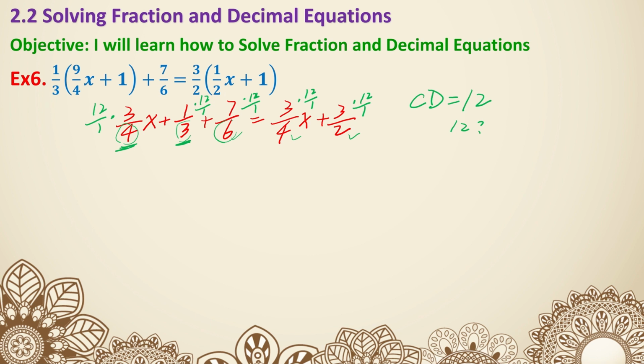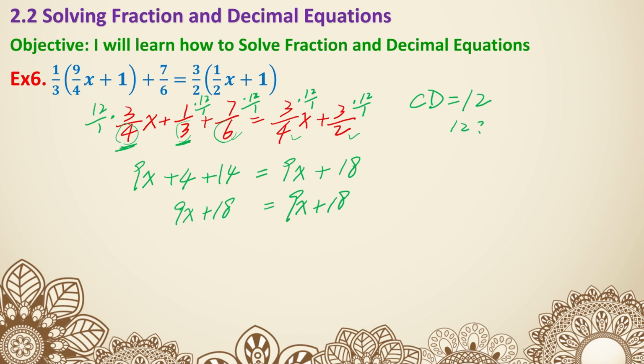So I got 12 over 1 times 3 over 4 is a 9x. And 1 third times 12 over 1 is a 4. 7 over 6 times 12 over 1, that is a 14. 3 over 4 times 12 over 1, that is a 9x. And then 3 halves times 12 over 1, that is an 18. Okay, time to combine like terms. So we got 9x plus 18 equals 9x plus 18.